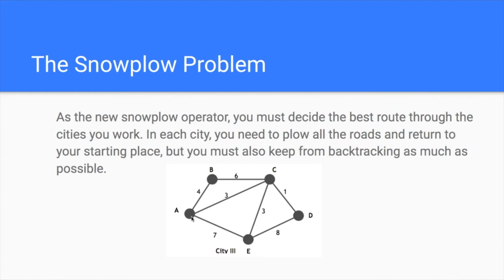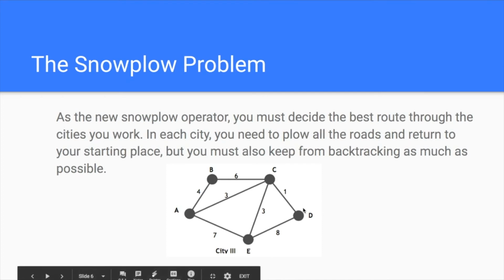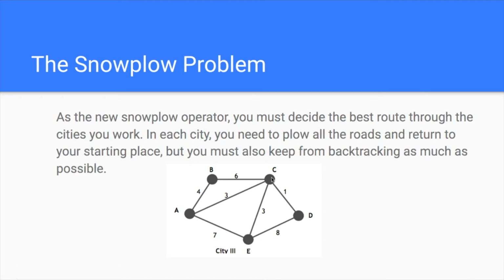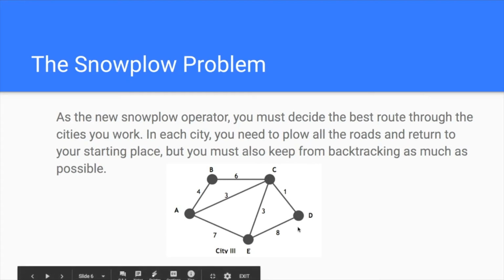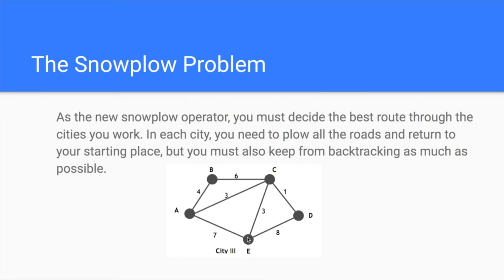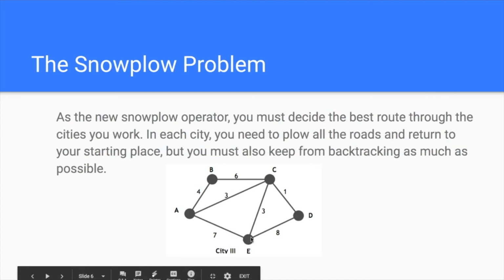How about C? There's BC, AC, EC, and DC. All of those edges, there are 4 of them. So that means C is also even. It is a degree 4. D has CD and ED going into it, so it's also even, only degree 2. And then finally E, the last one we looked at, it has AE, CE, and DE, meaning it is an odd degree vertex.